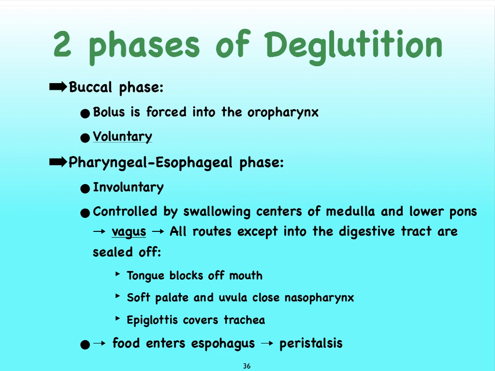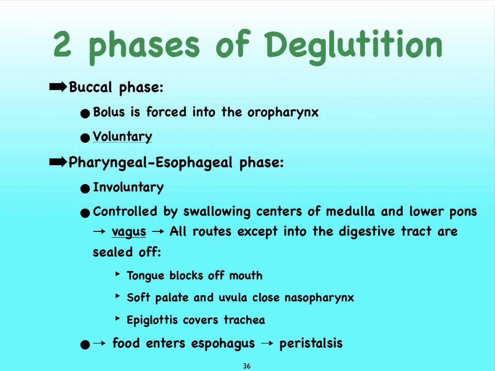The big difference between the buccal and the pharyngeal esophageal phase is that the first phase, the buccal phase, is completely voluntary. So we consciously make the decision to start the process of swallowing. We might not always think about it exactly like that, but we can actually control, if we really force ourselves to think about it, whether we're going to swallow our food or not. And so during the buccal phase, the bolus that we formed with the help of our tongue is going to be pushed into that oropharynx.